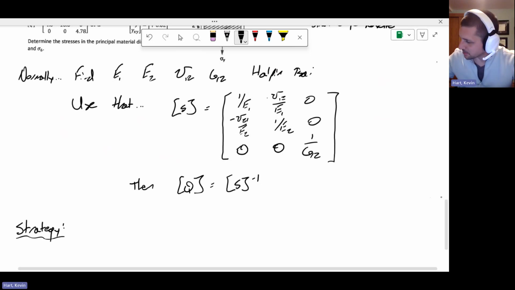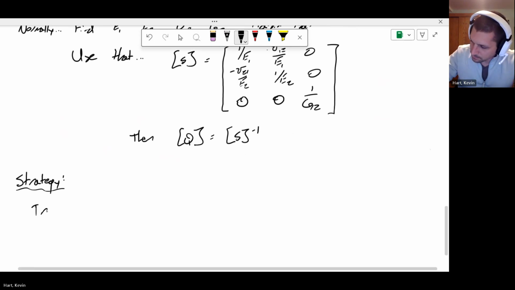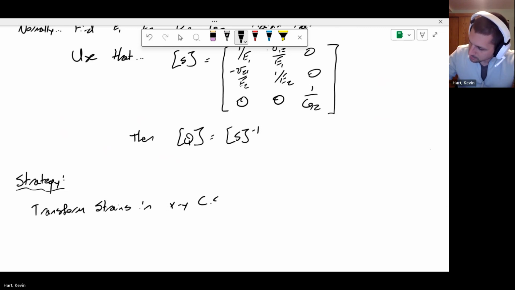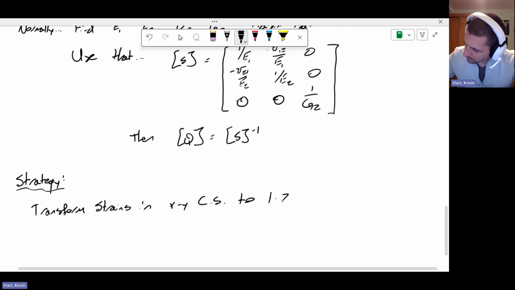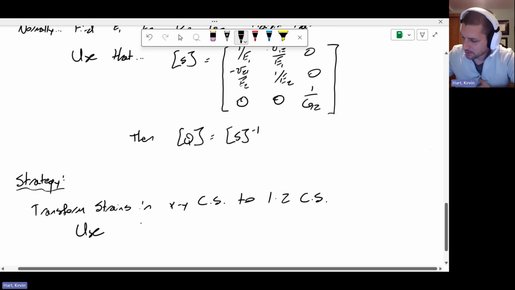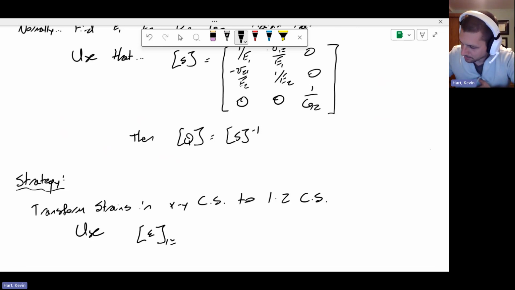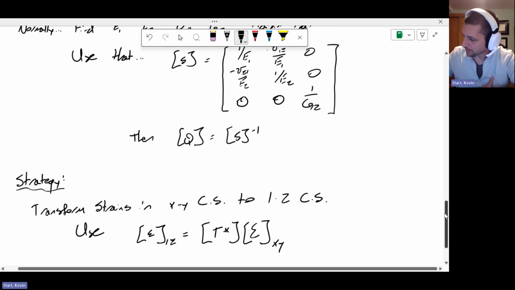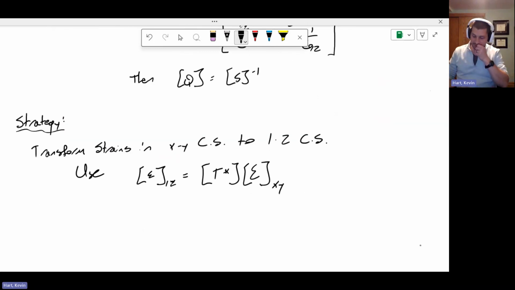So the strategy here is to transform strains in the XY coordinate system to the 1, 2 coordinate system. And to do that, we'll use the following equation. Strains in the 1, 2 coordinate system are equal to, don't forget this is going to use the T star matrix now, T star times strain in the XY coordinate system. So that's the first step.